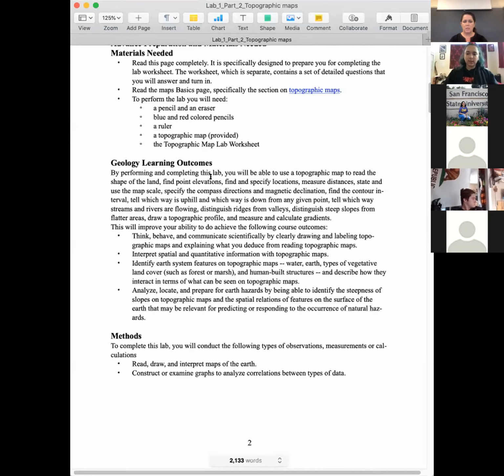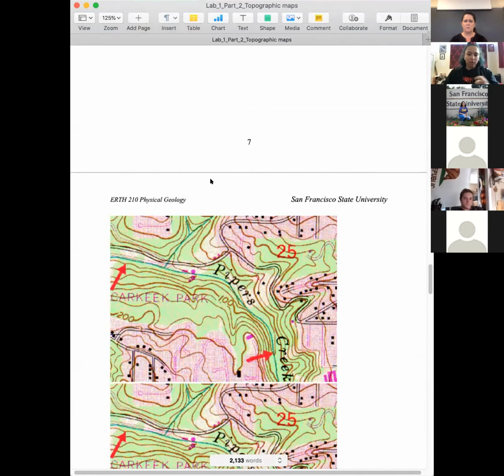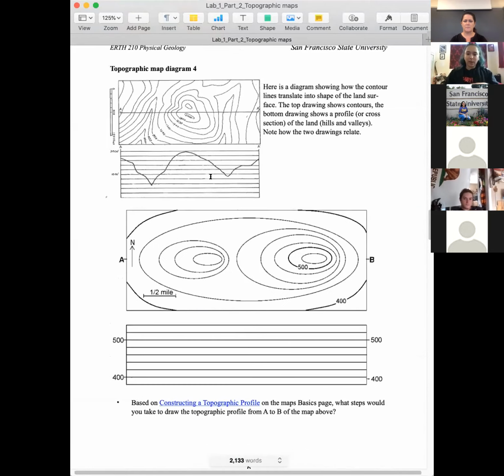Because some of the images, like I drew the profile, the topographic profile, I just copied and pasted the images into Word because you can do drawings and stuff in Word. I put them back in the lab. Totally. If you have the patience to deal with drawing in Word, go for it.